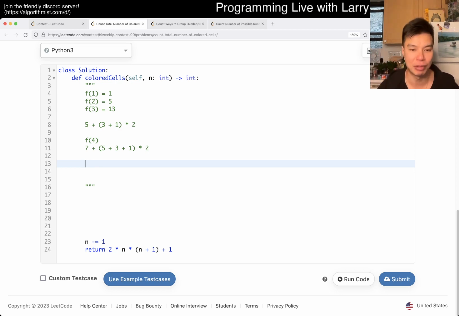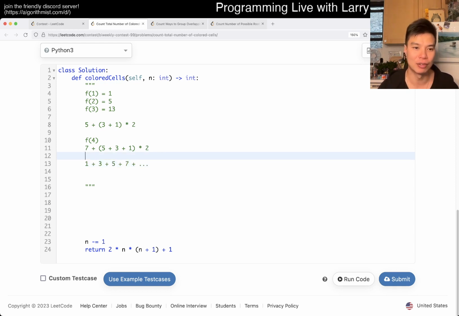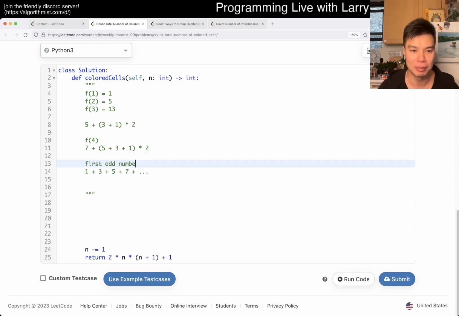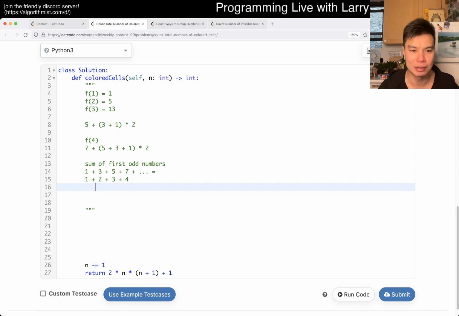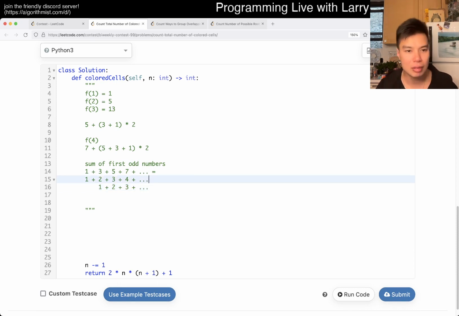But one visualization I would have is that you could rewrite this 1 plus 3 plus 5 plus 7 plus ... So the sum of the first odd numbers, you can rewrite this as, roughly speaking, 1 plus 2 plus 3 plus 4, and then this is 1 plus 2 plus 3 plus ..., right?